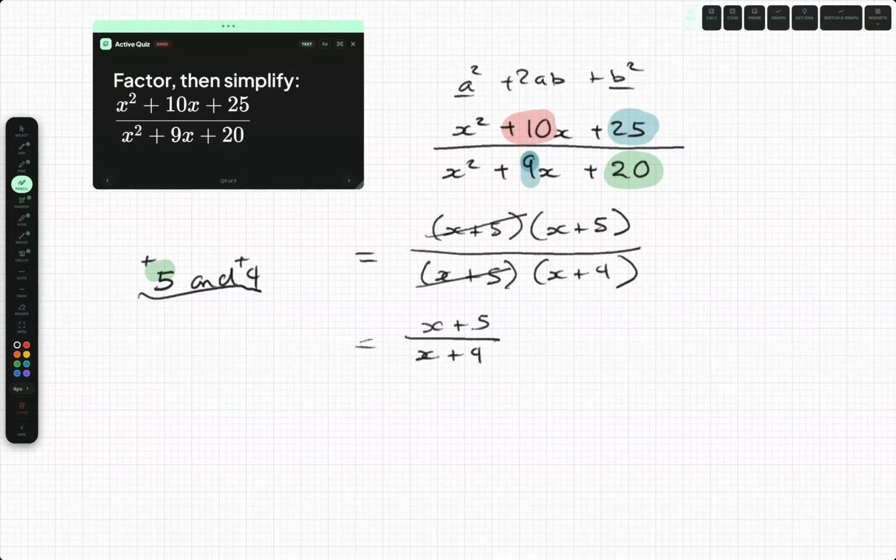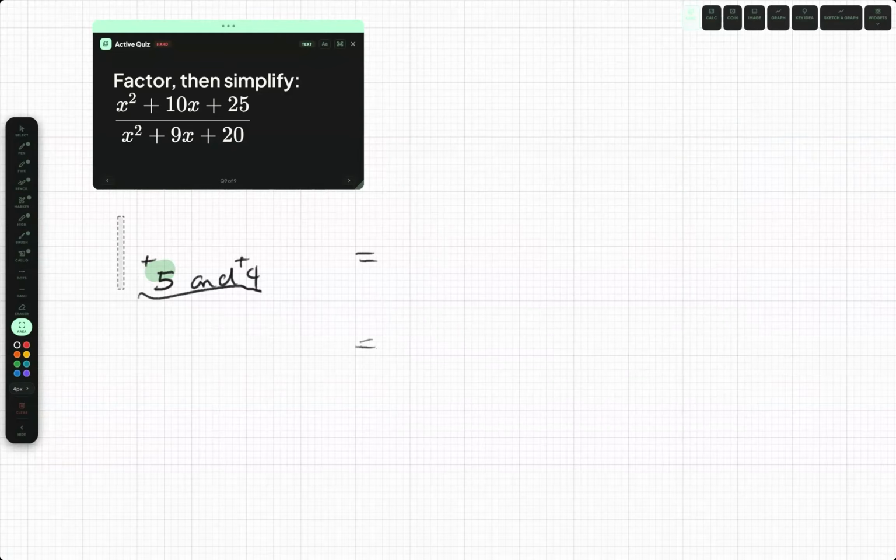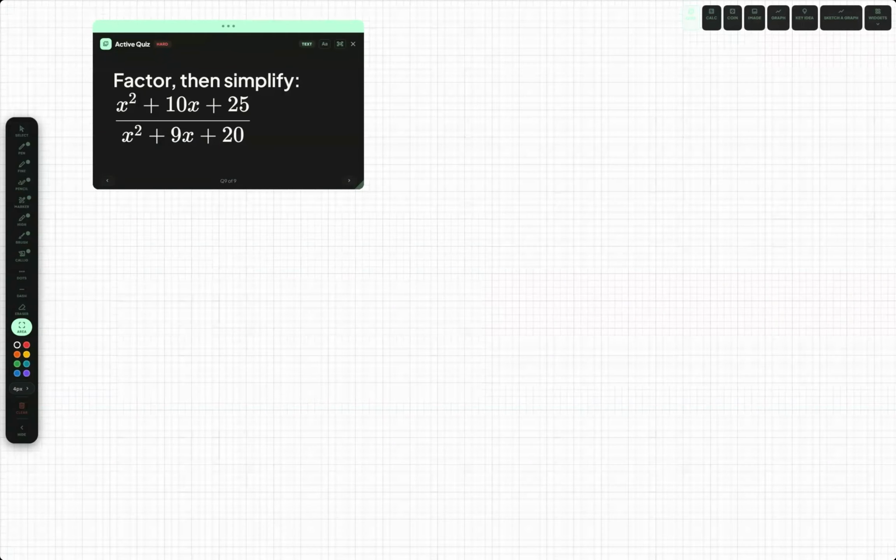So if you need any more help, there is a separate video on this content on factoring quadratics and non-monic quadratics. So go back, have a look at that if you need help.